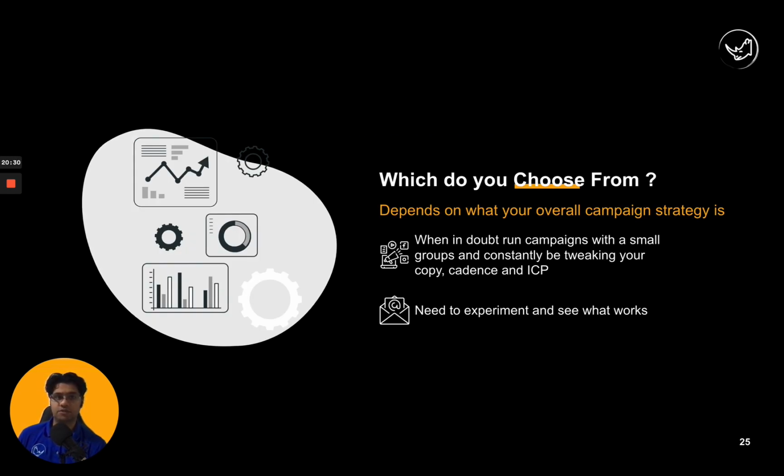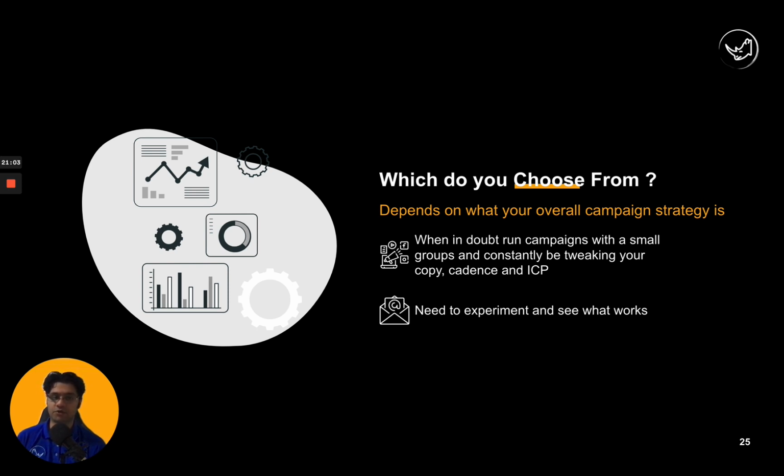So I just talked about this. Again, it really depends on how you're going about it. A lot of people ask me, hey, this is really hard to choose from. One of the things I always recommend is that if you're in doubt, run small campaigns and always be experimenting with things like your copy, your cadence, and who your ideal customer persona is, and make some tweaks here and there.